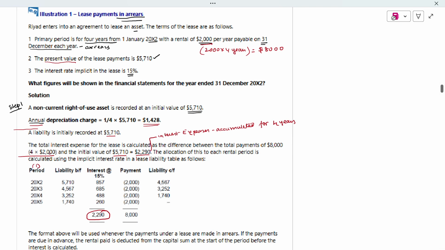This is column number 1, column number 2, column number 3, column number 4. Column number 5 is 2 plus 3 minus 4. How much is the initial liability? 5710. Are you clear about this? Yes. Multiply by 15%. How much does it come to? Do it on the calculator.